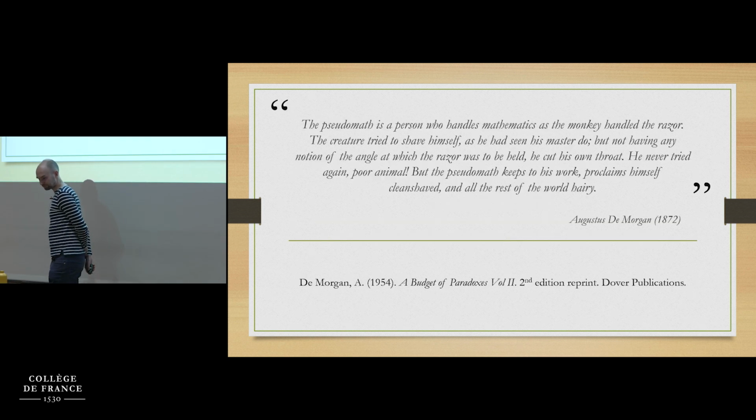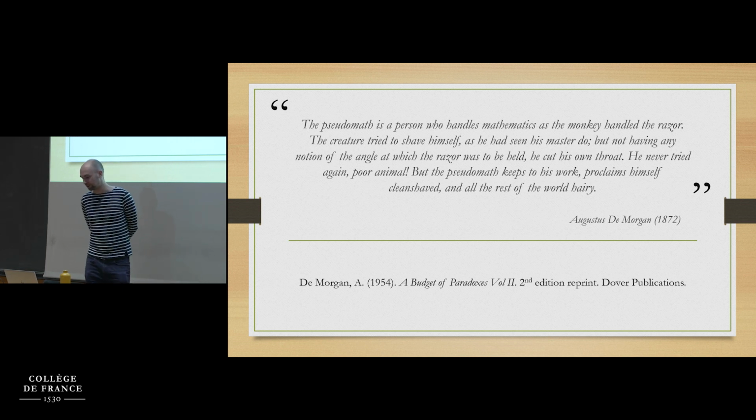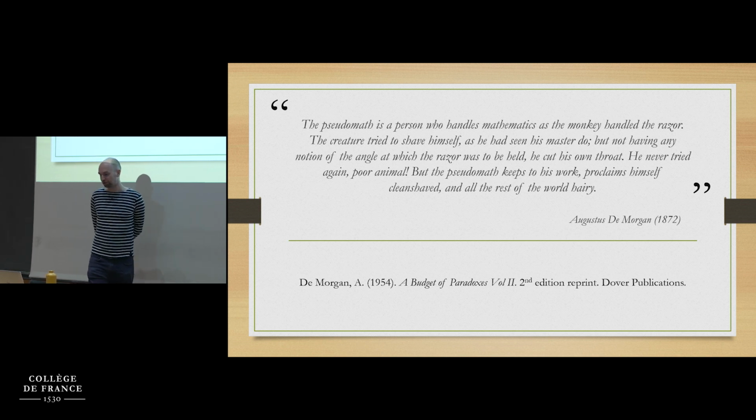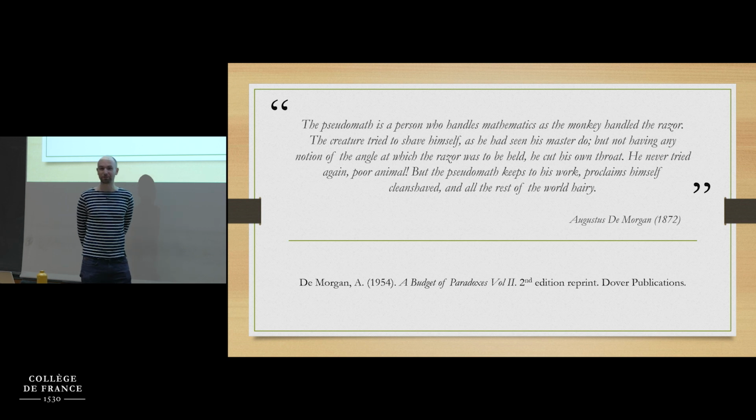Okay, so here's De Morgan, from the famous De Morgan laws, telling us what he thinks a crank or crackpot, or in this case a pseudomath, is. The pseudomath is a person who handles mathematics as the monkey handled the razor. The creature tried to shave himself as he had seen his master do, but not having any notion of the angle at which the razor was to be held, he cut his own throat. He never tried again, poor animal, but the pseudomath keeps to his work, proclaims himself clean-shaved, and all the rest of the world hairy.